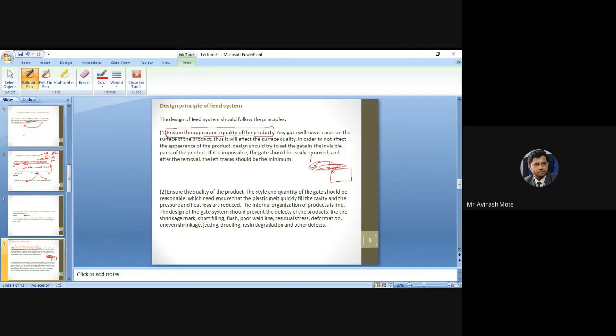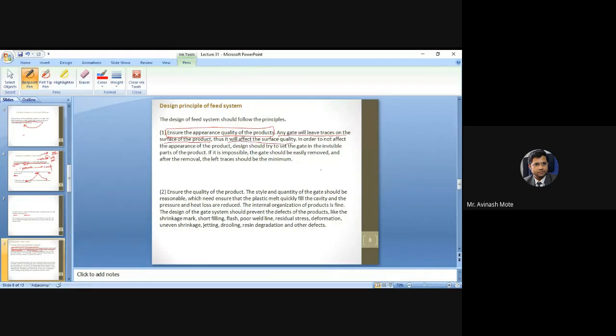There should not be any marks on the surface of the product, marks of the gate, marks by this screw or another system. Okay, so the product should be exclusively product. There should not be extra marks. That's what is discussed here. Any gate will leave traces on the surface of the product, because the gate is directly connected with the product, so it will affect the surface quality.